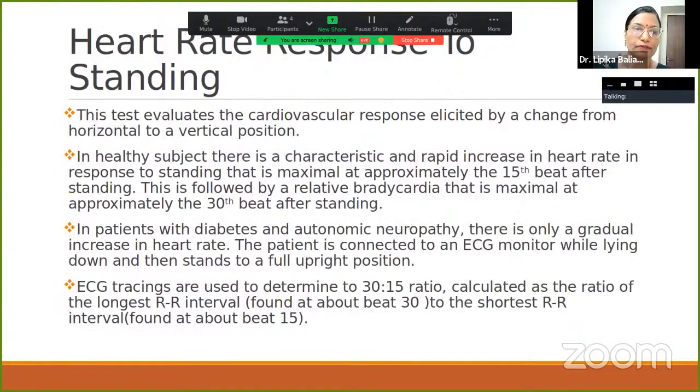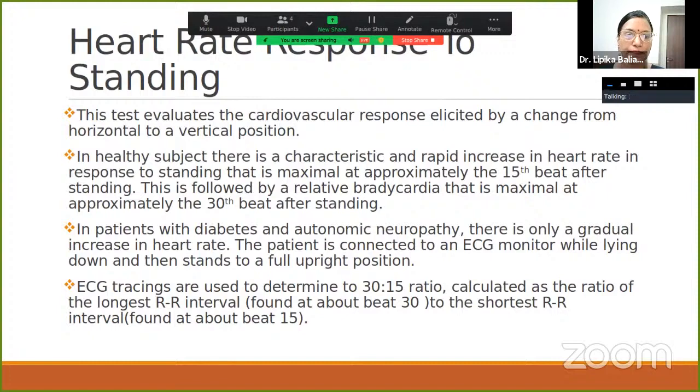So, the heart rate response to standing. How do we test it? This test evaluates the cardiovascular response elicited by a change from a horizontal to a vertical position. In a healthy subject, there is a characteristic and rapid increase in heart rate in response to standing, that is maximal at approximately the 15th beat after standing. This is followed by a relative bradycardia, that is maximal at approximately the 30th beat after standing. So, 15th beat and 30th beat.